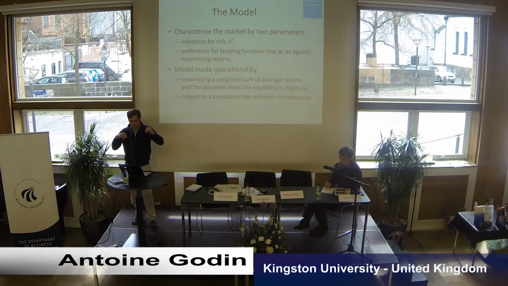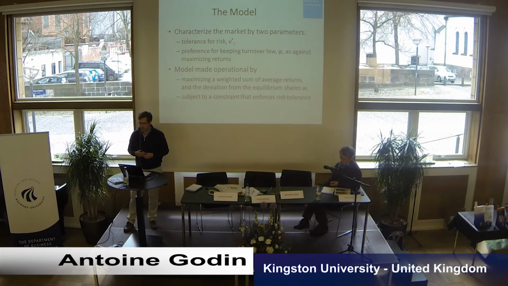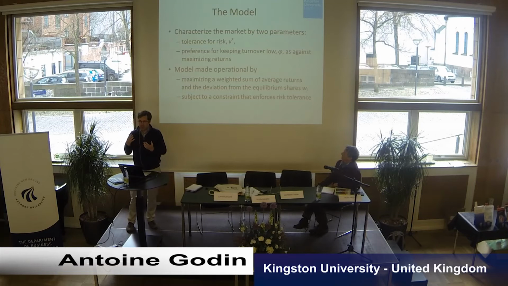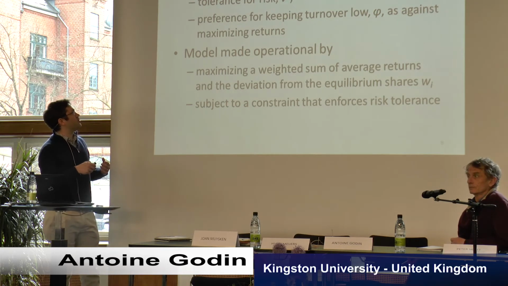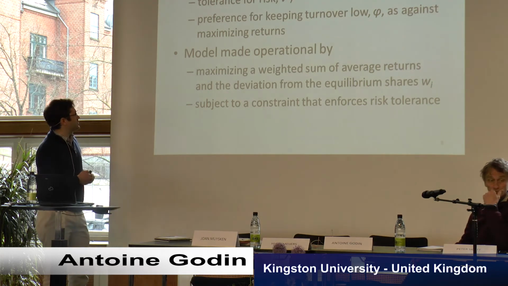So to add up the risk in the story, what we say is that the market is going to be characterized by two parameters. The first one is a tolerance for risk, a targeted risk level in the portfolio, and then a preference for keeping turnover low, meaning that as soon as risk changes, you don't want to change your portfolio too fast. The reason is that you have fees for brokering, you might have imperfect information, and so on. So even though the tolerance for risk might change, it might take some time before the whole system adapts.